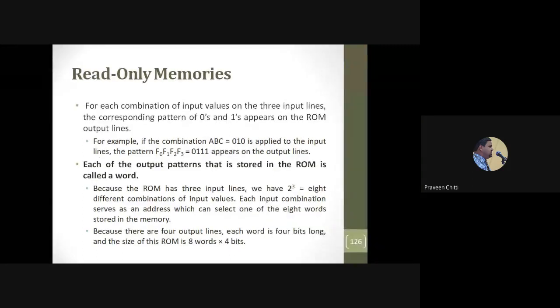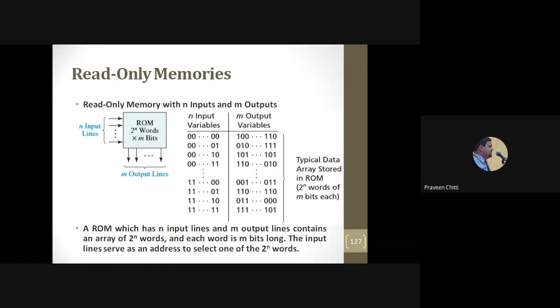That can be read from what? The output lines. Each of the output patterns that is stored in the ROM is called a word. Right? And this ROM size is called 8 words by 4 bits. Now, a typical ROM is shown here. Here I have shown how many input lines, or address lines? Yes? N address lines are there.